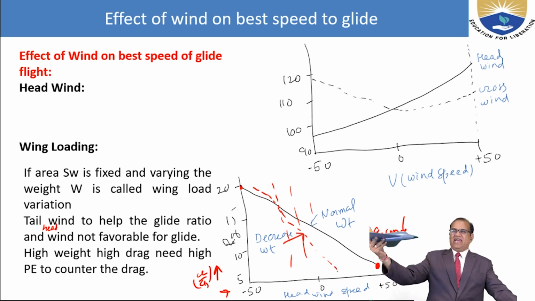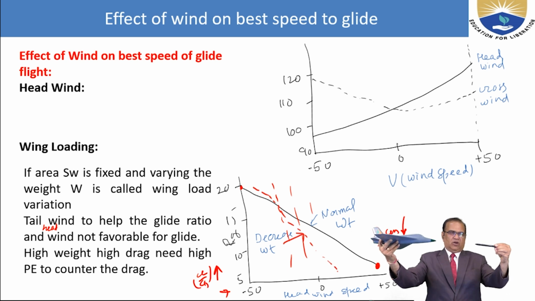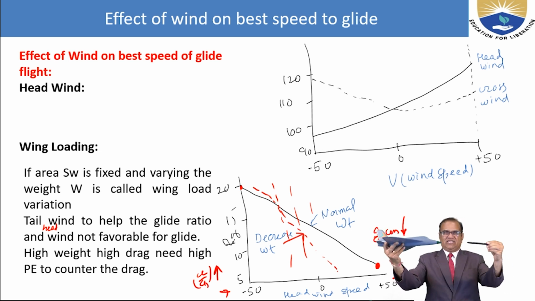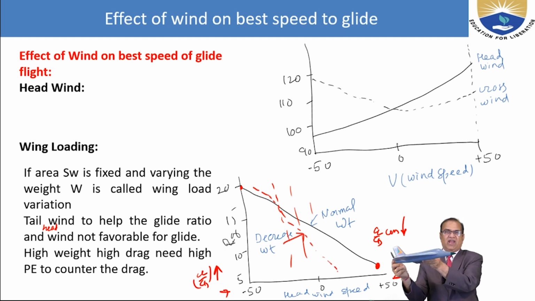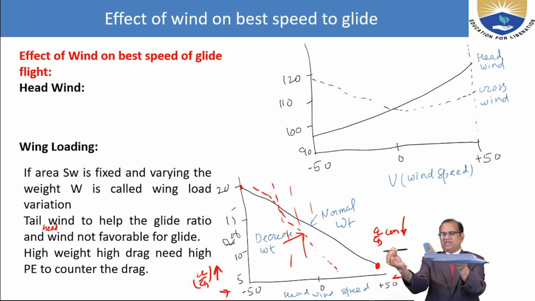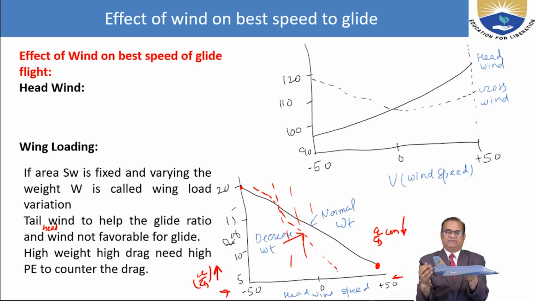So if you are flying like this and the wind is flowing in the opposite direction like this, then this is the headwind. And if your aircraft is flying like this and the wind is from behind like this, it is a tailwind. Tailwind is good for maximum CL by CD. Your range will be very high.